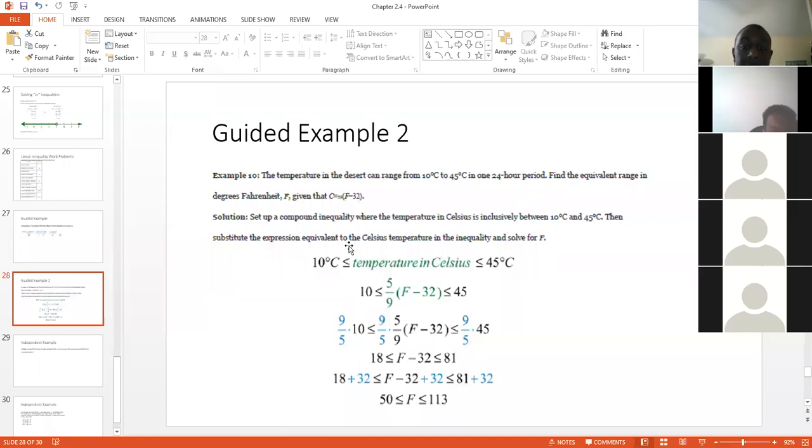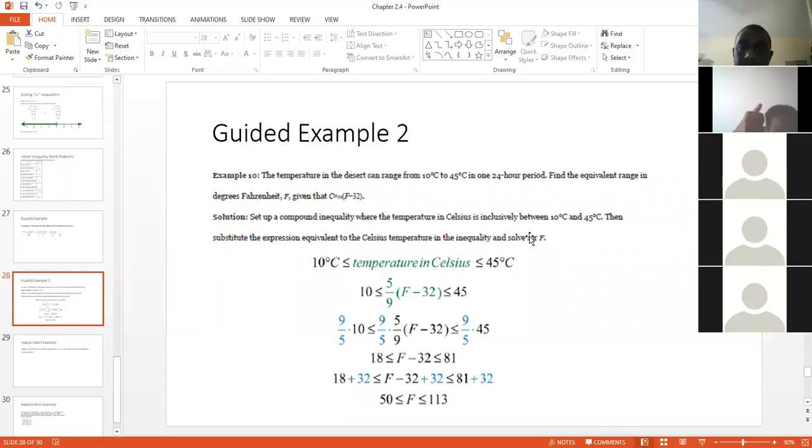So what they did, the most important part, again, all the time, is setting up the inequality. That's the hardest part. The easy part is just doing the algebra. So does this make sense for everybody? I'm gonna do a guided independent example soon. Good. Thumbs up.